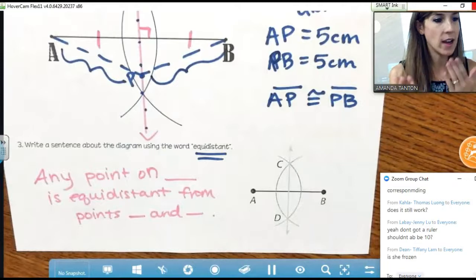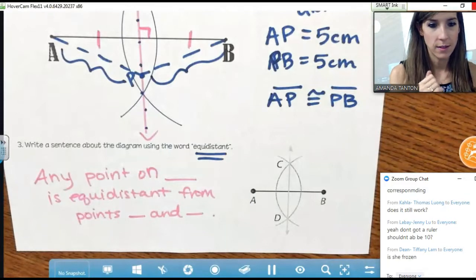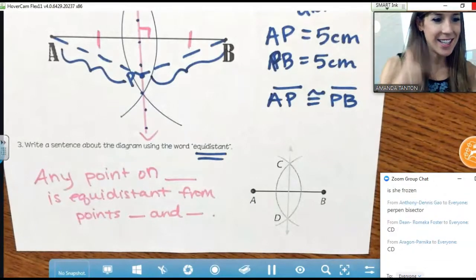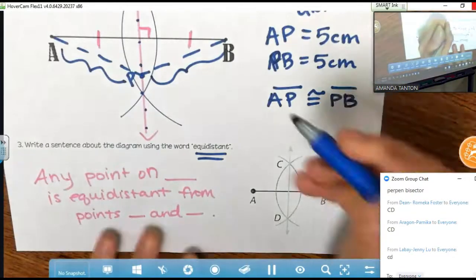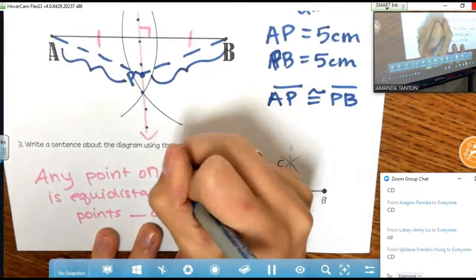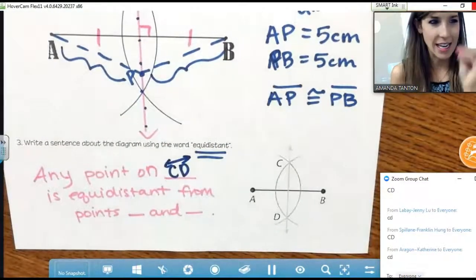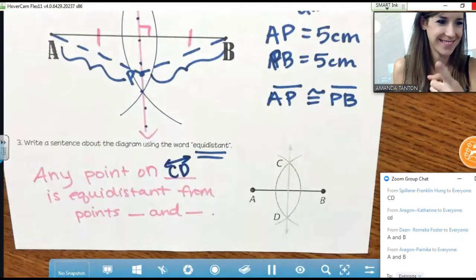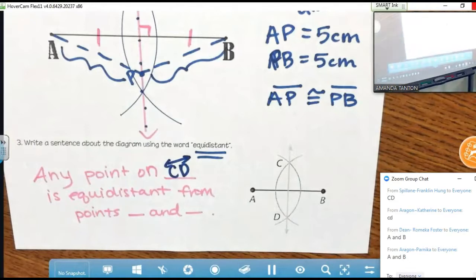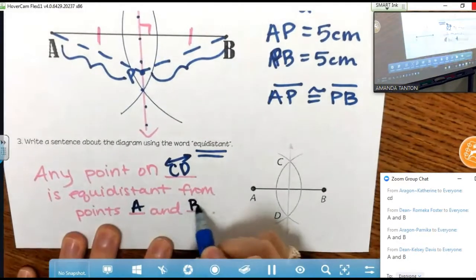Okay, do you know what goes in the blanks? Any point on what? Yes! Good job! Any point on segment or line, let's do line, on line CD is equidistant, is the same distance from what and what? You are on it, girl. Is the same distance from points A and B.